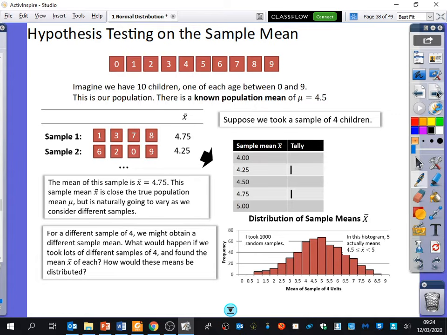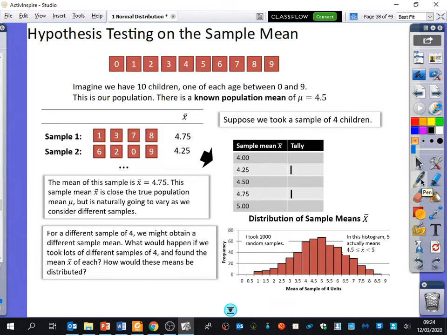So this is the kind of basis for what we're doing. The idea is that you've got a whole population of things. We're taking a sample from that whole population, and we're trying to figure out if that mean is different from the overall population. So we're going to have a look at it with an example, not to do with chocolate bars, but just some numbers here.